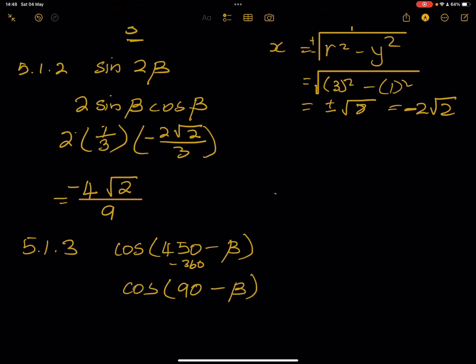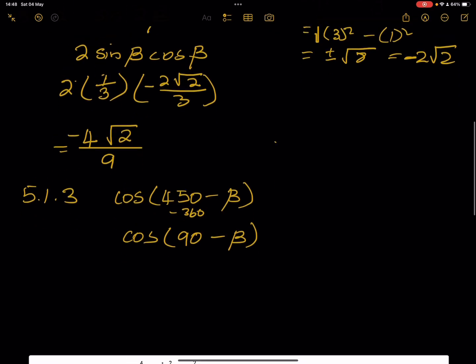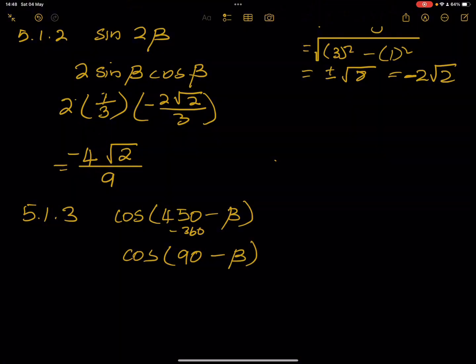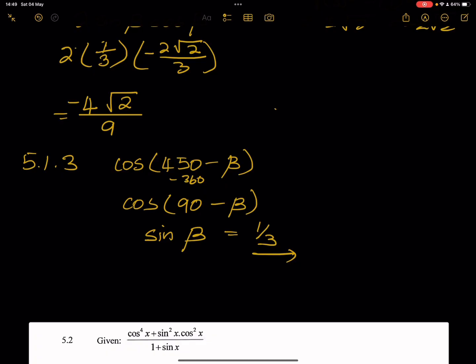Now remember, anytime you add or subtract 360, we still get the same thing because every ratio repeats after every 360 cycle, except for tan, which repeats at every 180 degree cycle. So that's cos of 90 minus beta, but remember, this is the same as the sine of beta, and we know that the sine of beta is 1 over 3. All right, and that is how we answer that question.